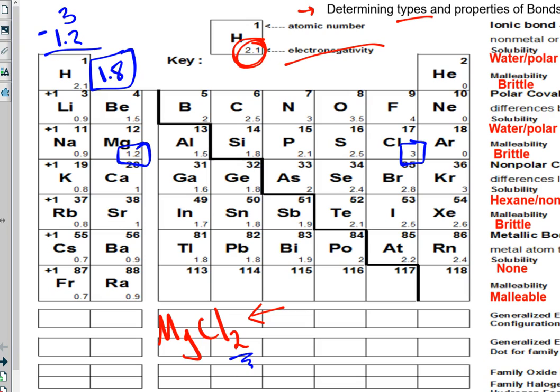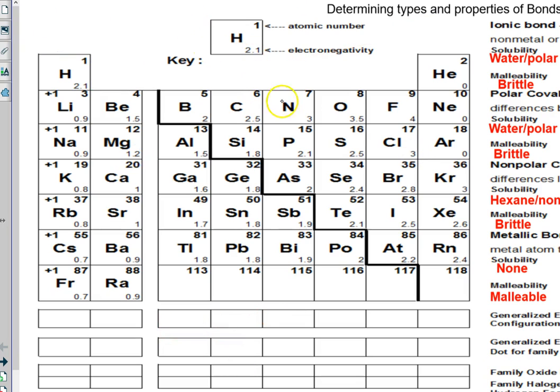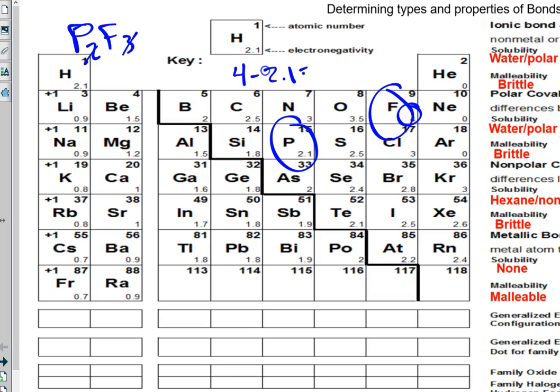Let's do one more. So if we had phosphorus and it was going to hang out with fluorine, so let's say it was P2F3 or something like that. Remember, these values are not important. So we find the difference between these two values. I just erased that, or covered it, but it's a 4. So take the large one, which is 4, minus the small one, 2.1, and I get 1.9. Alright, that was another large value, so that would be ionic.